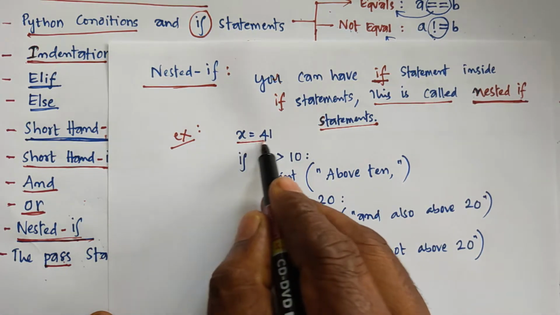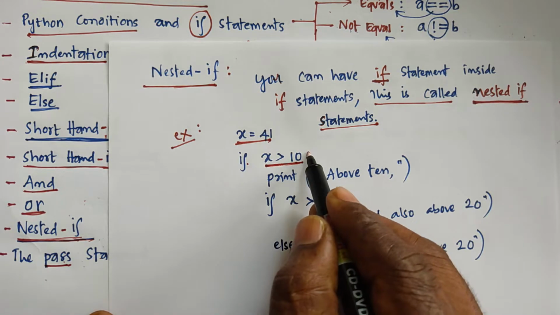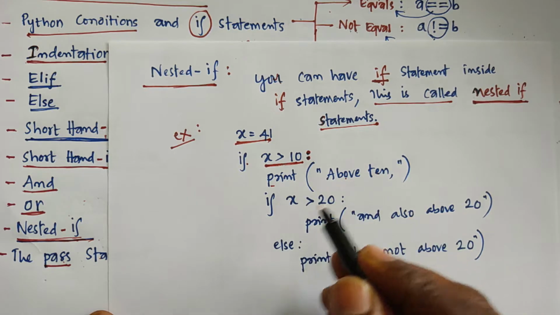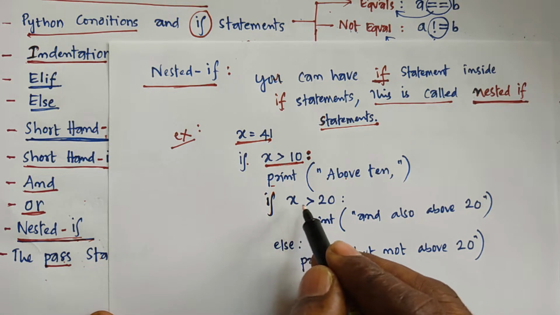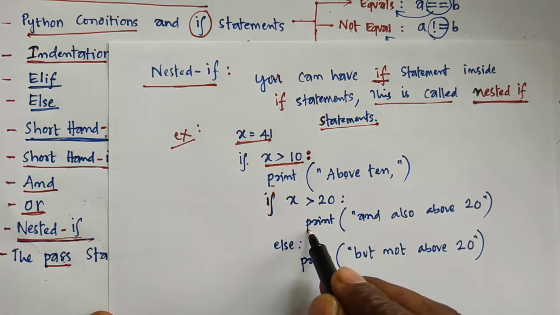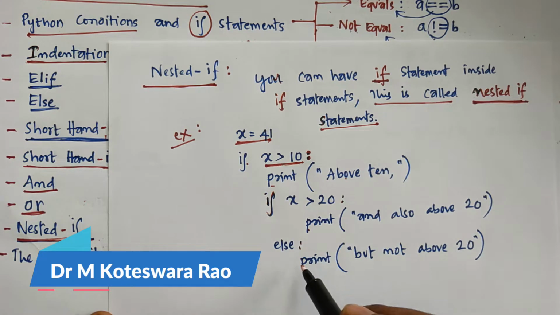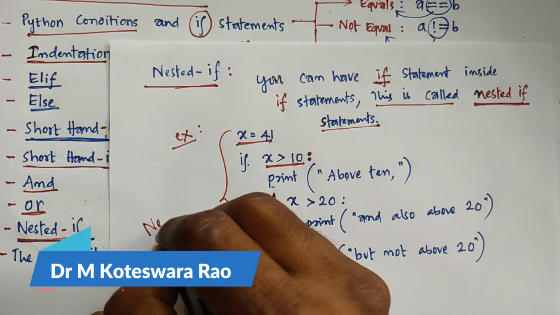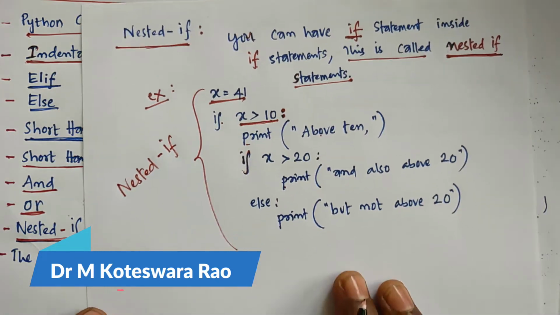So for example, x is equal to 41. If x is greater than 10, at the end of this condition you have to use a colon. Next, print above 10. Next, once again we take if x is greater than 20, then print. Within the if you have another if, and you have else. This type of concept is nothing but nested if. That is the main concept.